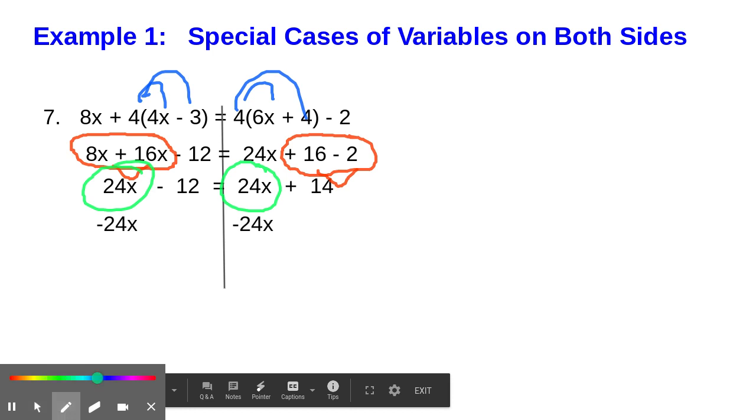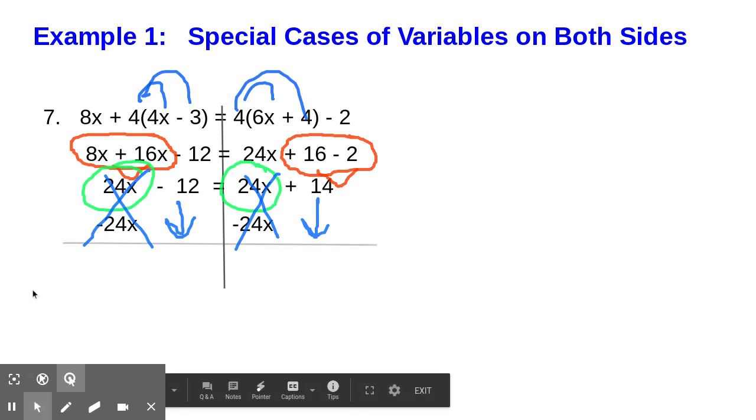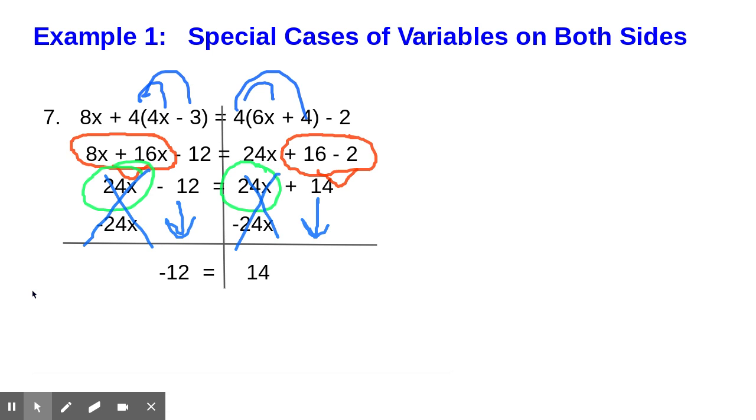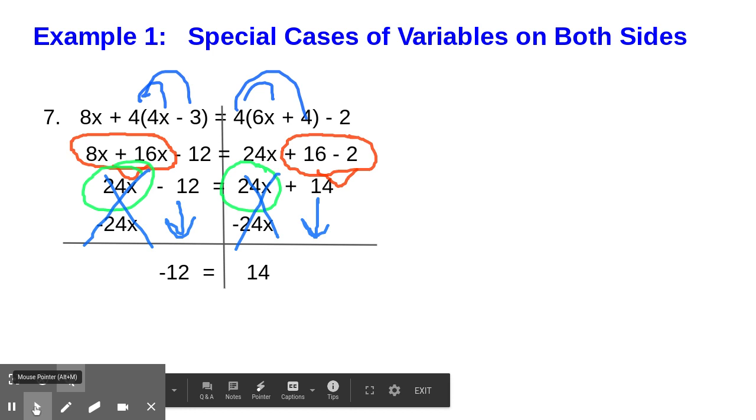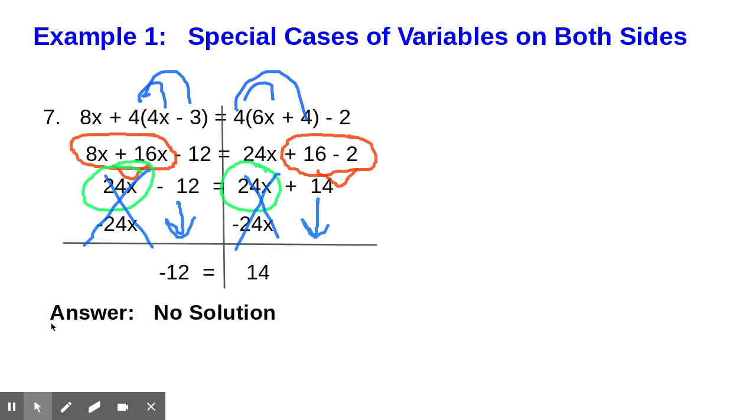And as you can see, they cross out. And you bring down the negative 12 and you bring down the 14. And what happens here? I have negative 12 equals 14. That does not make sense. If it does not make sense, that is not a true statement. We write that the answer is no solution. There is not a single number that I can put back in that would make the left side and the right side equal.